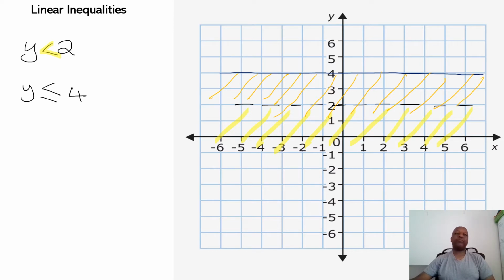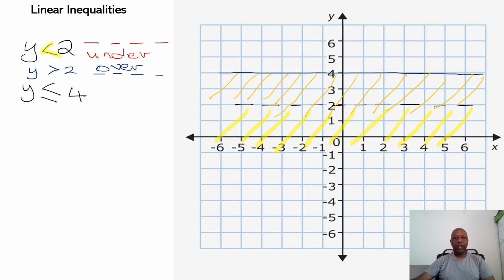So just to recap a little bit here. Number one, if we have less than, we have a broken line. That's the first thing. And we are looking at the area under the broken line. Likewise, if we had greater than, let's suppose we had y is greater than 2, still a broken line because it's not equal to, and we would be looking at the area over the point 2, or the region over y equals 2.